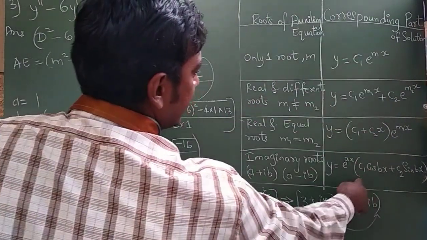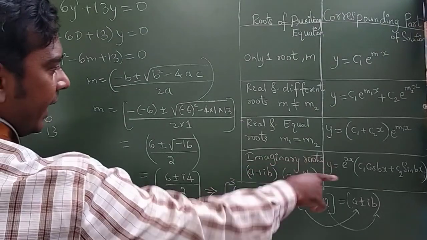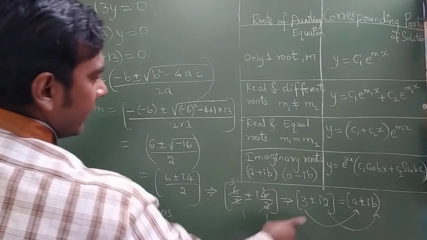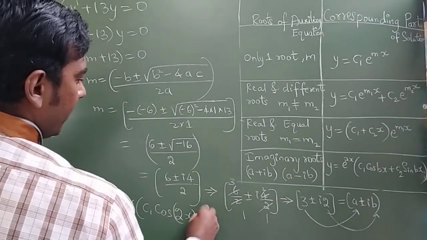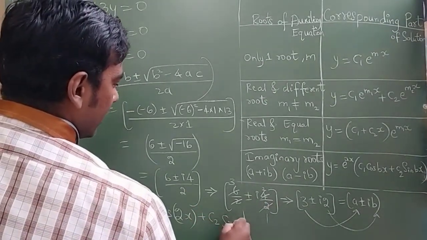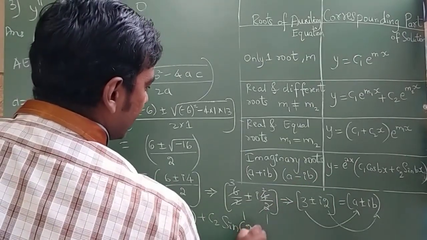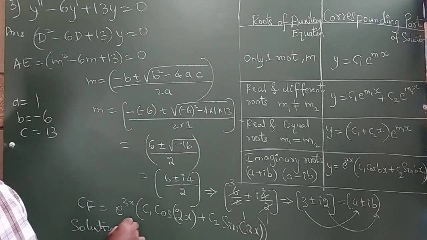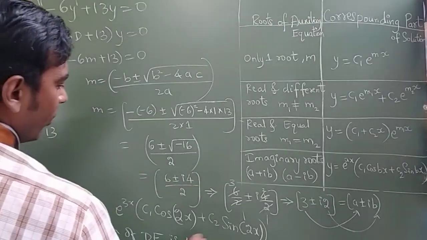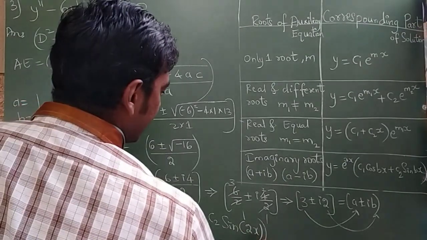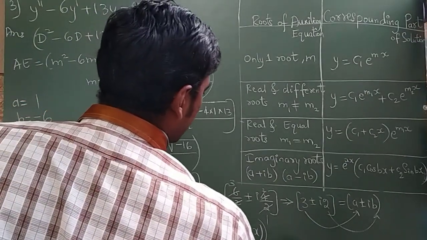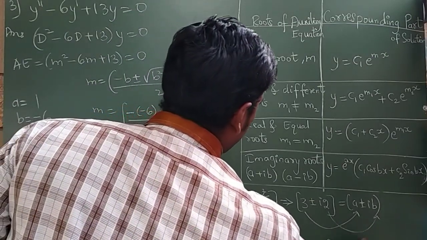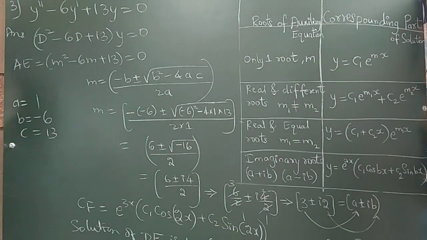From this table, this is suitable. So e raised to ax, A is 3, so 3x, C1 cos. What is B? B is 2, plus C2 sine, B is 2, so 2x. Now the solution of the differential equation is y is equal to CF, that is e raised to 3x, C1 cos 2x plus C2 sine 2x. So this completes your answer.